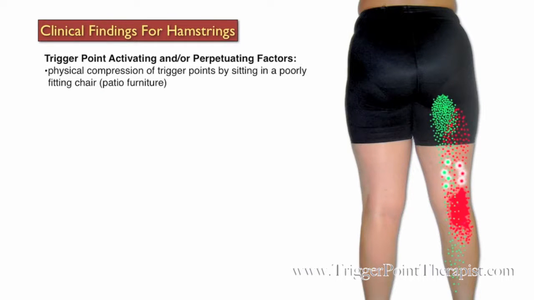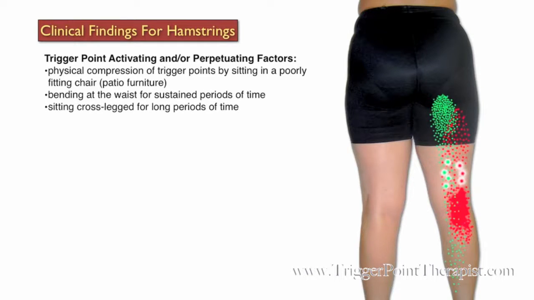Some activating factors for hamstring trigger points include physical compression of the trigger points by sitting in a poorly fitted chair, as if the chair is too high and actually compresses the trigger points, bending at the waist for a sustained period of time, and sitting with your legs crossed for long periods of time.